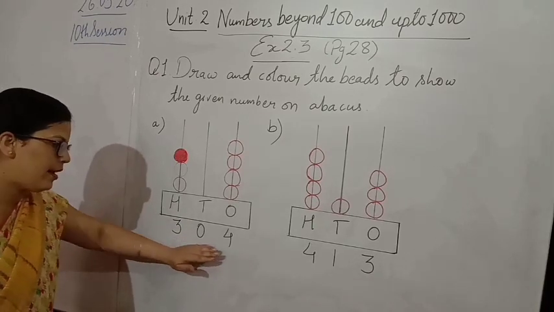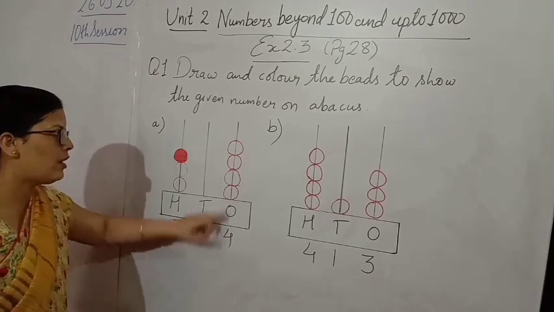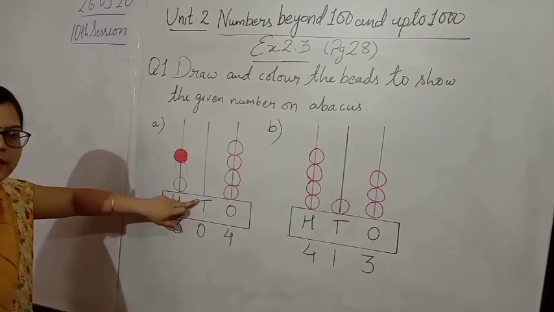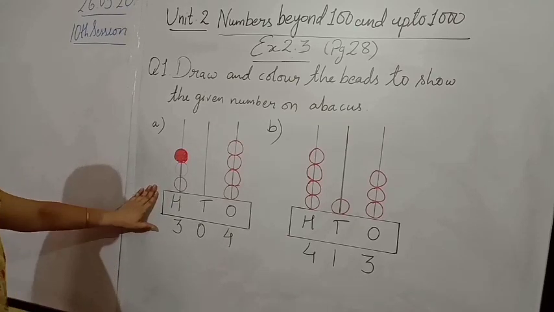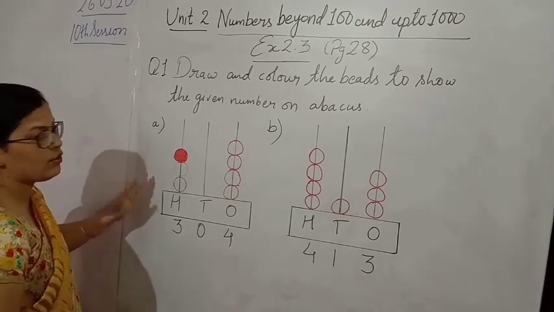The number is 304. 4 is at ones place. 0 is at tens place. 3 is at hundreds place. So here you have to draw and color the bead. You can use any color.